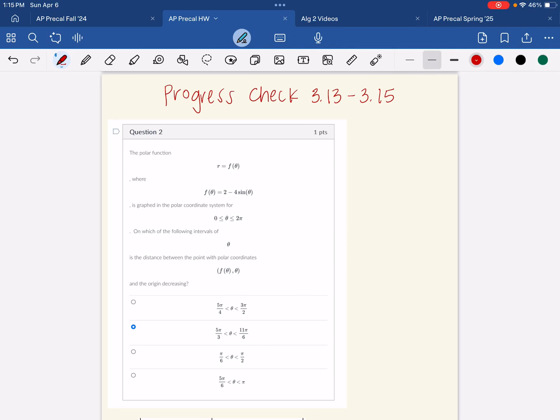This video is going to help you think through some of the toughest questions on the Progress Check 313 to 315 over polar functions. You'll notice as I go through this video, pretty much every question is from 314 or 315. 313 was just more of the basics. Do we know how to write polar coordinates in equivalent forms, convert from polar to rectangular, and vice versa? If you were missing any questions labeled 313, go back to your notes, go back and rewatch the video if you need to.